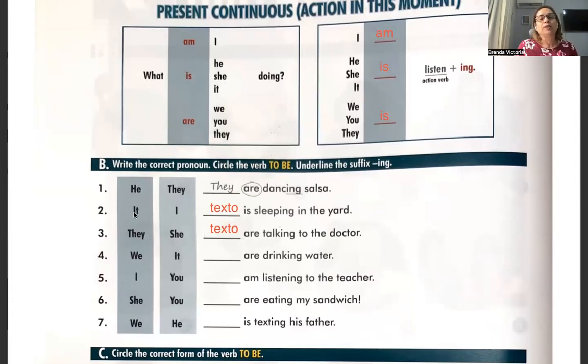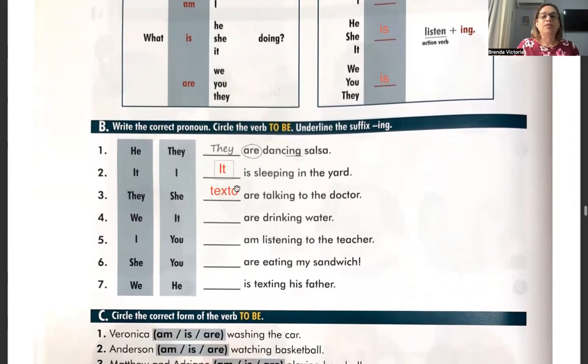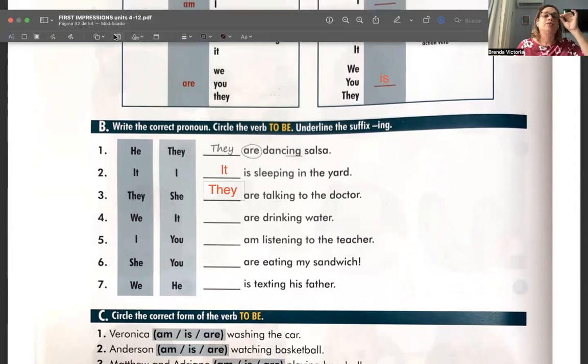In number 2, what would that be? It or I? Okay, it cannot be I because I have is, so it has to be it is sleeping. Okay, so number 3, I have are talking to the doctor. What would that be? They or she? Okay, it cannot be she because with she the verb to be is, so it has to be they are talking to the doctor.